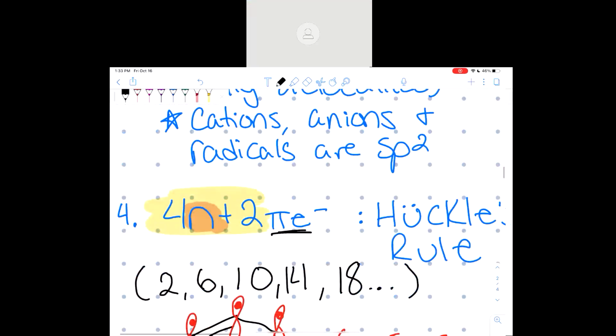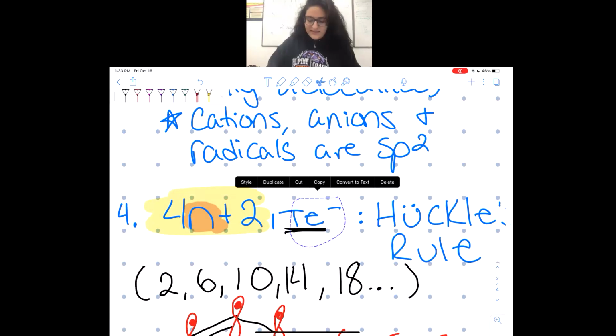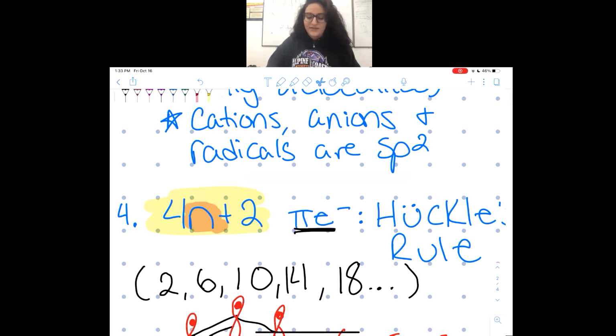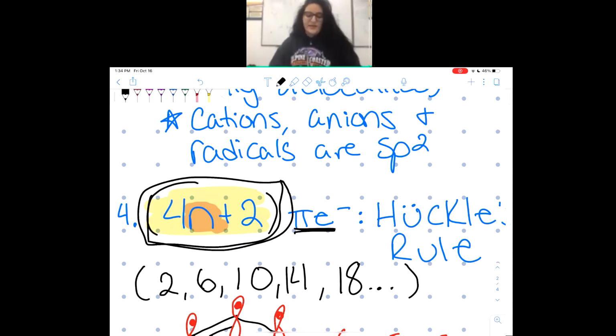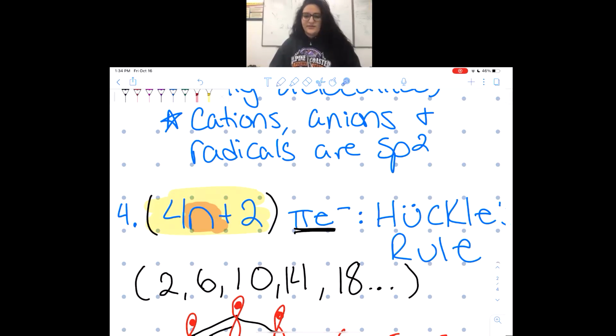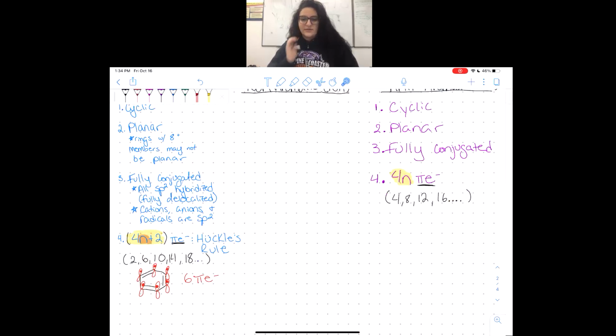Yes, but even in this one, this is separate. It's not plus 2 pi electrons, it's just 4n plus 2, and then the units are still pi electrons. But I'm glad you pointed that out because I think a lot of people must have had that question. So pi electrons is essentially just like X. It's just telling us what we're looking at. So if I say 2 meters, 4n plus 2 is the number, and pi electrons is the unit. So it's like saying 2 meters. Does that help a little bit? I hope.